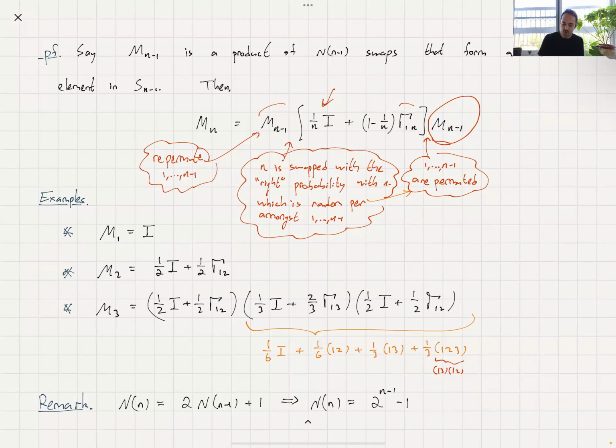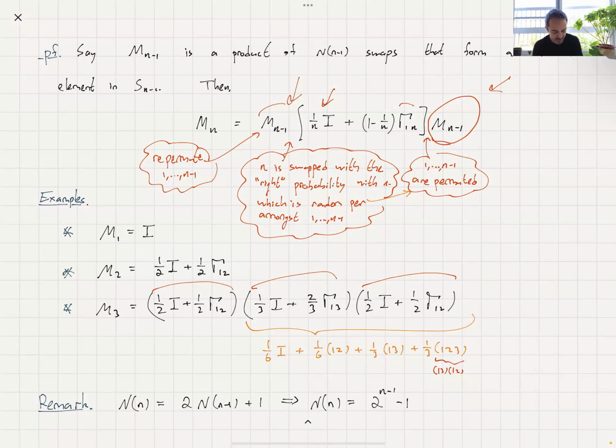So M3, let me just clean it a little bit. I'm just using this formula. So this is M2 appearing twice, as is required here. And then I'm putting here 1/3, because n is 3, 1/3 I plus 2/3 swapping 1 and 3. You can open it up a little bit, and you can convince yourself that that's actually uniform over the permutation group of 3 elements, over the 6 elements of the permutation group.